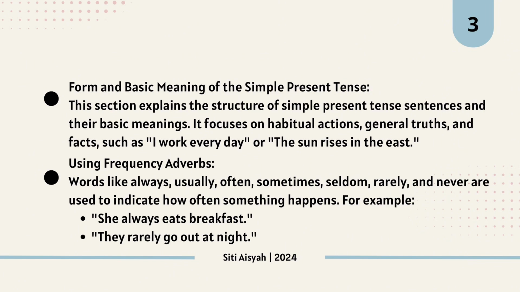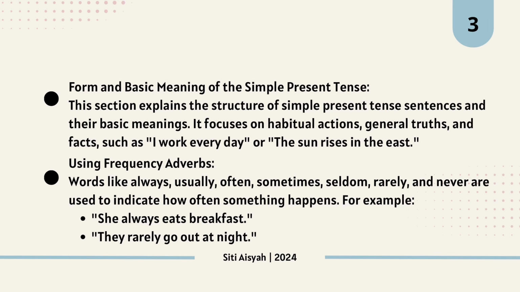Okay, first, form and basic meaning of the simple present tense. This section explains the structure of the simple present tense sentence and its basic meanings. It focuses on habitual actions, general truths, and facts such as I work every day or the sun rises in the east. Next, using frequency adverbs.